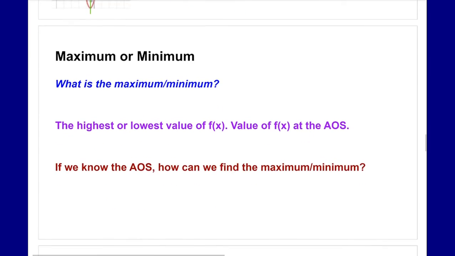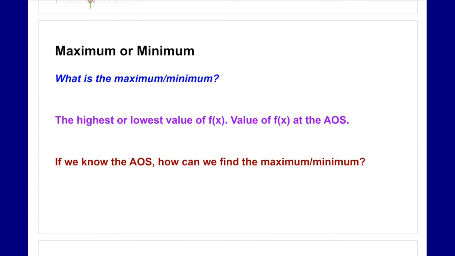Another value or characteristic of our quadratic that we talked about was the maximum or the minimum. So what is the maximum or minimum? Well, it's the highest or lowest value of the function. It's also the value of the function at the axis of symmetry. And again, the value of the function is basically saying the y value. It's just a fancy way of saying the y value.